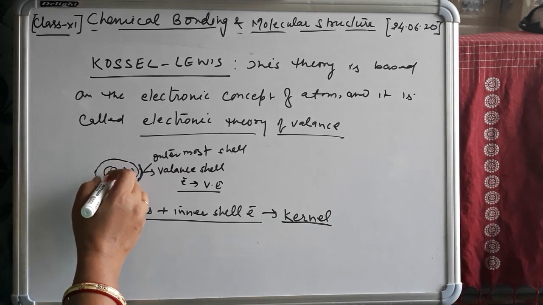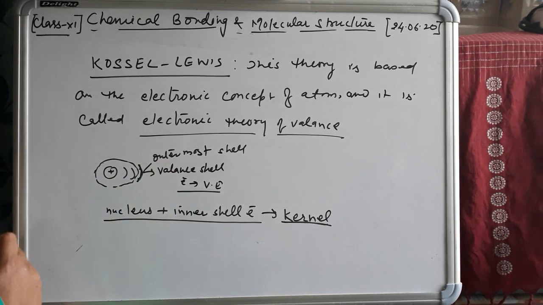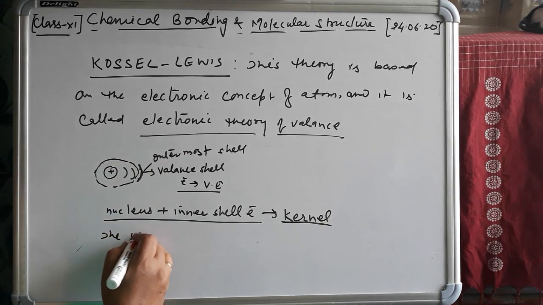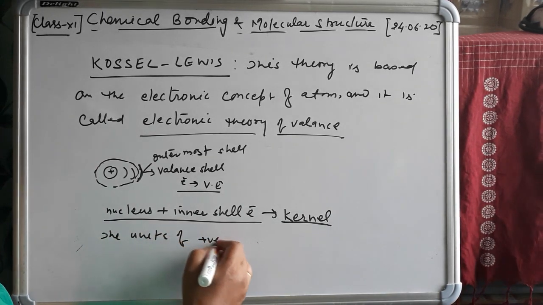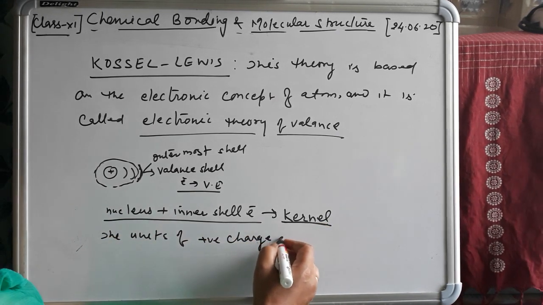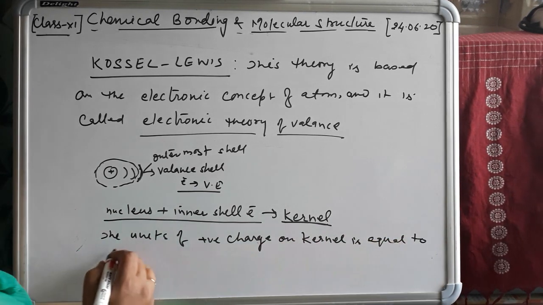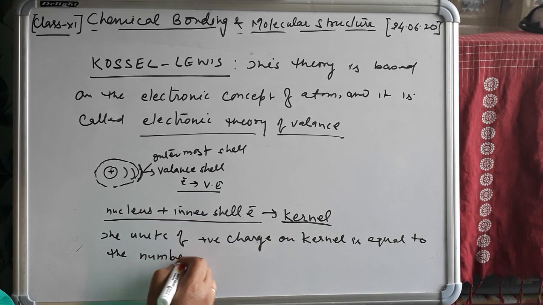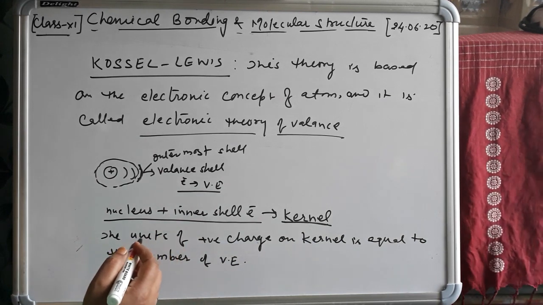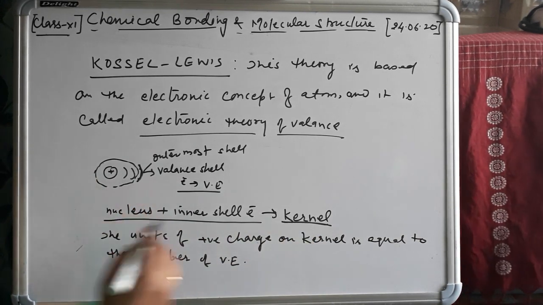The units of positive charge on the kernel are equal to the number of valence electrons present in the valence shell. The kernel always has positive charge, because the units of positive charge on the kernel are equal to the number of valence electrons. So students, I think you should understand what the kernel is: the nucleus plus inner shell electrons.